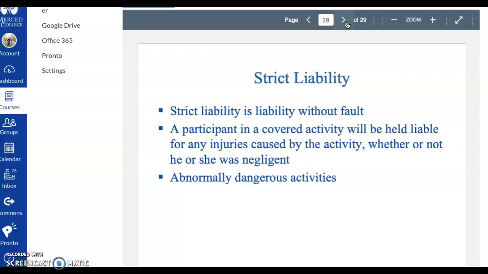Strict liability is a different doctrine altogether. It doesn't have anything to do with negligence, but basically if somebody is in an inherently dangerous activity, they're going to be held liable. So if somebody runs a petting zoo with alligators and somebody gets bitten, they're going to be held liable for that bite because it's abnormally dangerous activity.